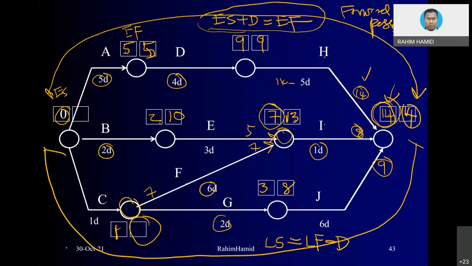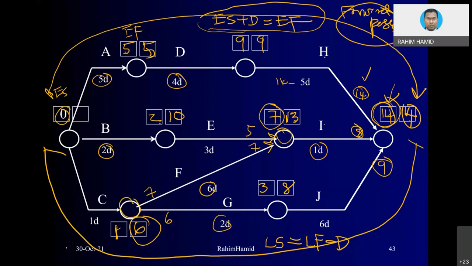And when you go back, in terms of backward pass, you are going to choose the smaller value, which is basically 6 into this box. Not the bigger value. Bigger value is when you do the forward pass. When you go back, you are going to use the smaller value. Okay, then B, how about B?